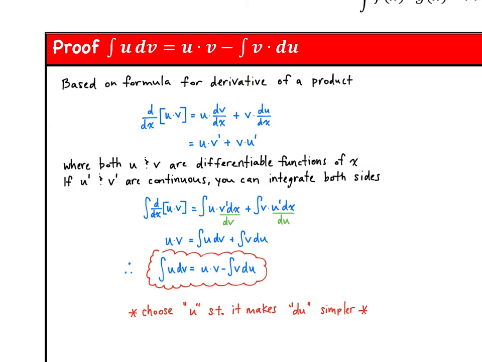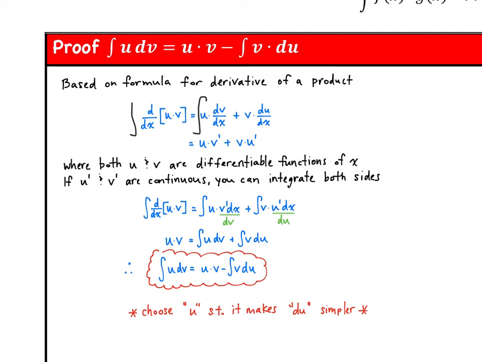Okay, so now we're going to integrate. We're going to take the integral of the left side, and we're going to take the integral of the right side. So what do we get? Well, taking the integral of the left, taking the integral of a derivative is just u times v. Integrating u times v prime dx, we would just call that dv, plus v times u prime dx, we'll just call that du. So what we have is u times v is equal to the integral of u dv plus the integral of v du.